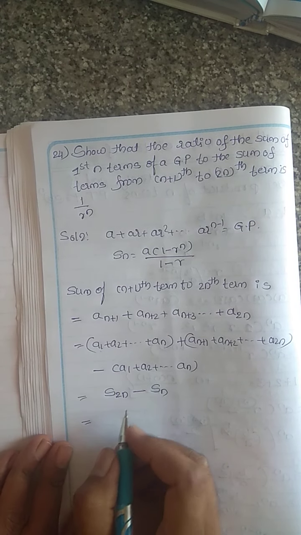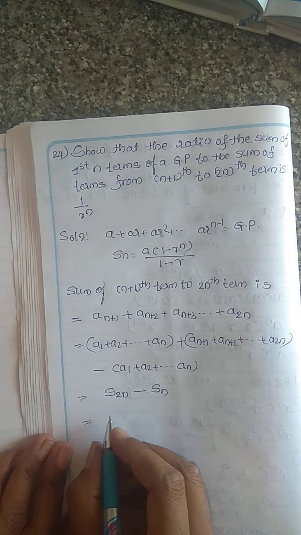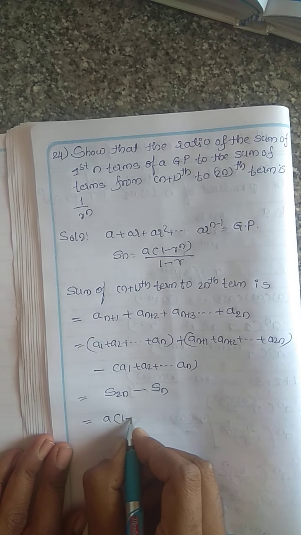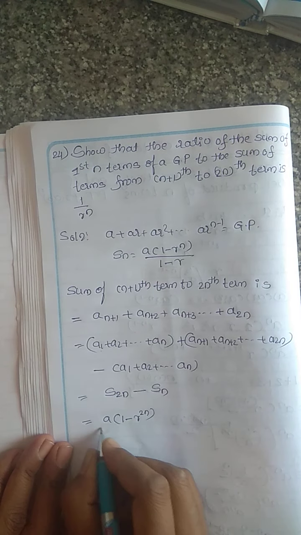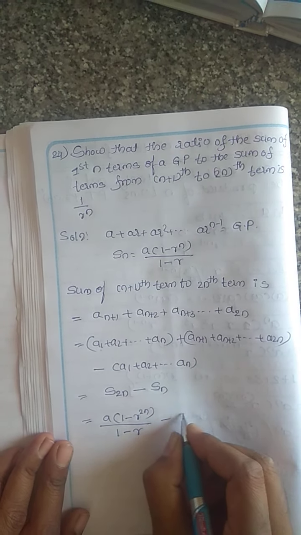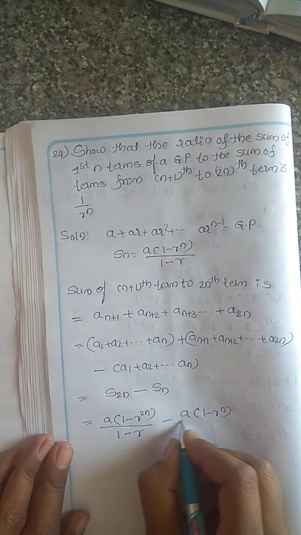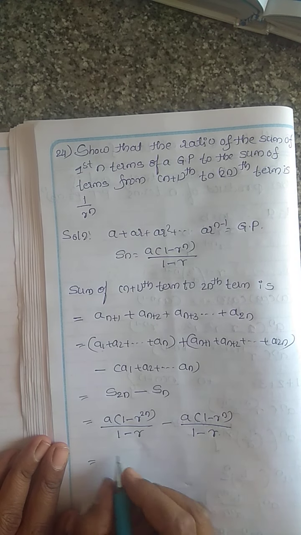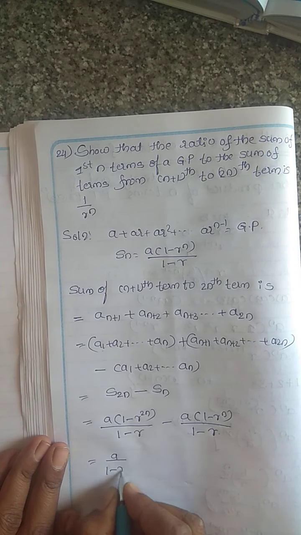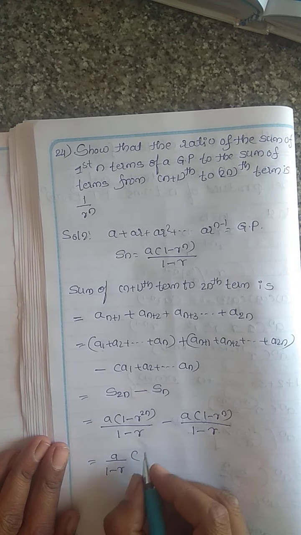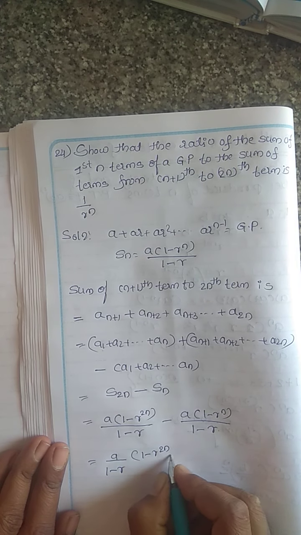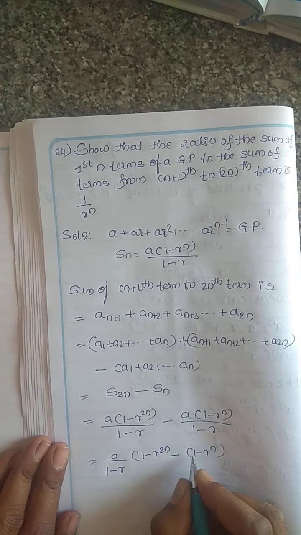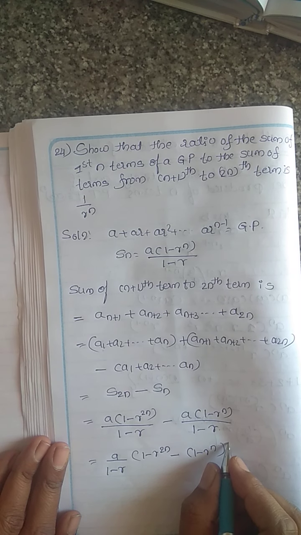Now write here the formula for geometric progression, that is a into (1 minus r raised to 2n) divided by (1 minus r), minus a into (1 minus r raised to n) divided by (1 minus r). Now we have to simplify this equation. From both the terms I will take a divided by (1 minus r) common. So the remaining value is (1 minus r raised to 2n) minus (1 minus r raised to n).